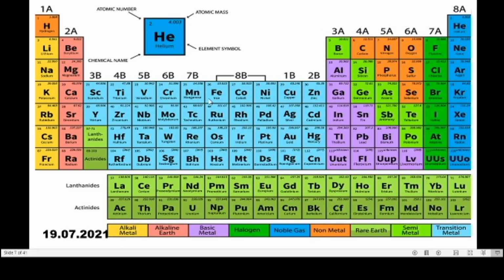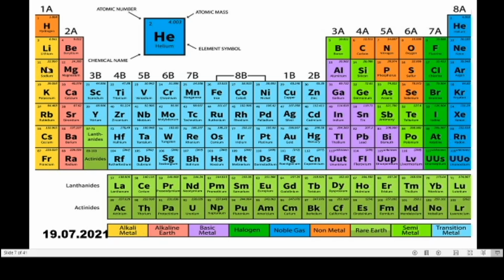Okay, this is the periodic table. In this periodic table, the elements are arranged based on their atomic number and their properties. Here the atomic number of hydrogen is 1. Helium is 2. Lithium is 3. Beryllium, the atomic number is 4. Boron, the atomic number is 5. Like that, the elements are arranged based on the atomic number and based on the properties also.